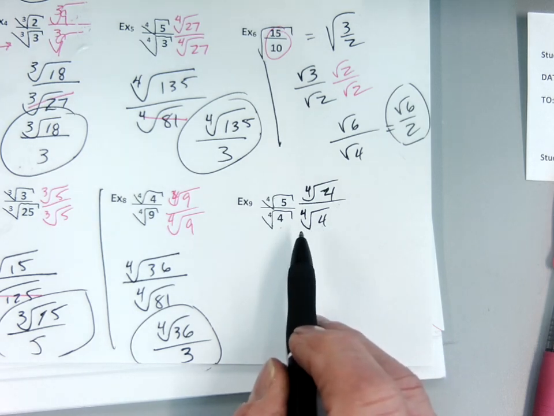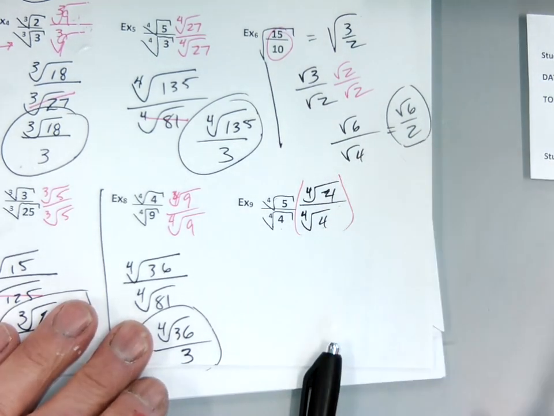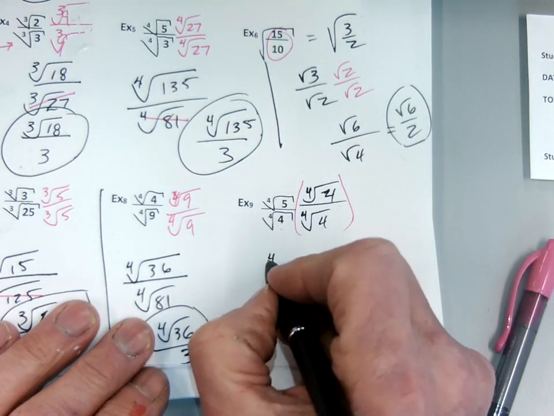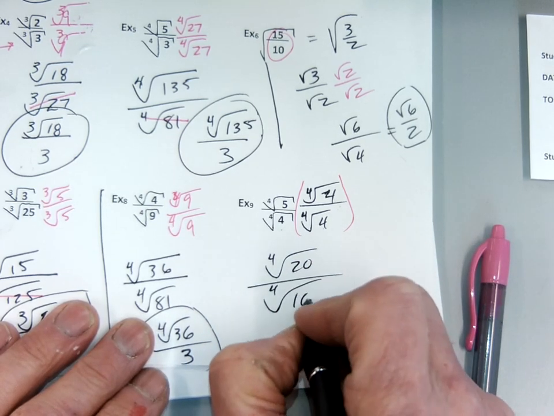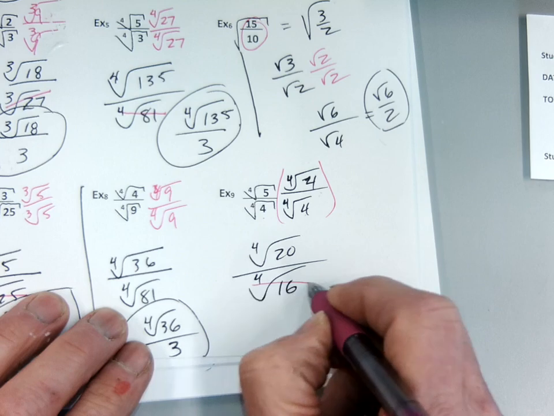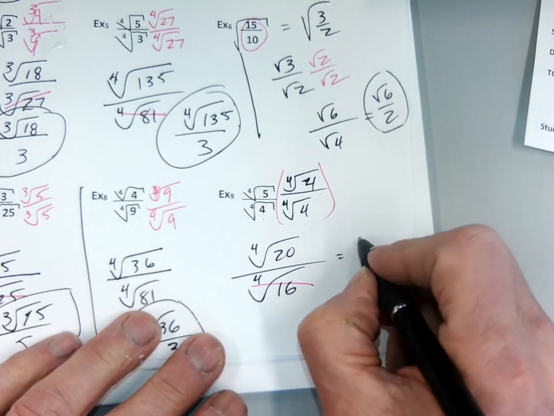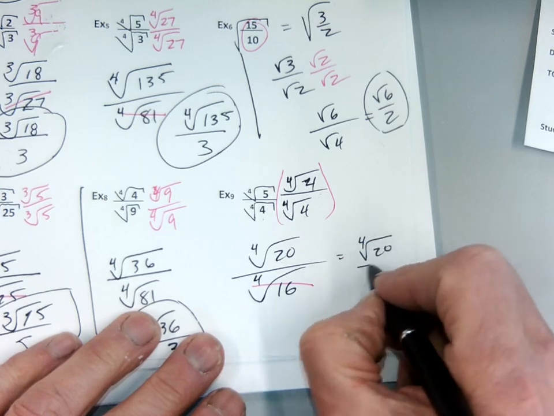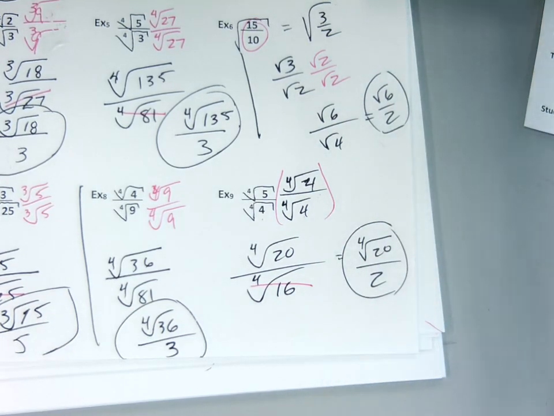Both methods work. I don't really care which method you use as long as you can do it. So I'm going to get the 4th root of 20 over the 4th root of 16. 4th root of 16 is 2, so I get the 4th root of 20 over 2. You've got a math assignment here that's going to be very similar to this, and I've got an easy little homework assignment to follow.